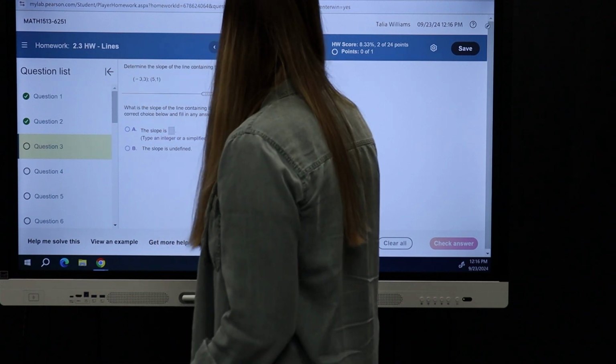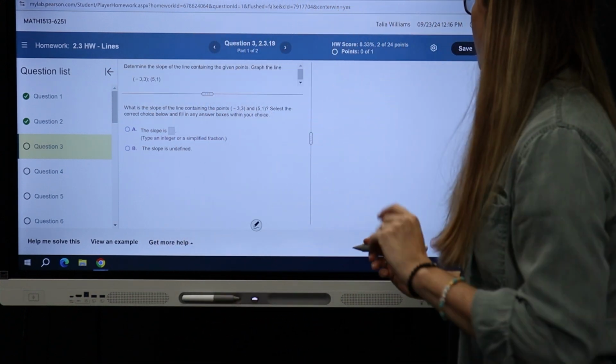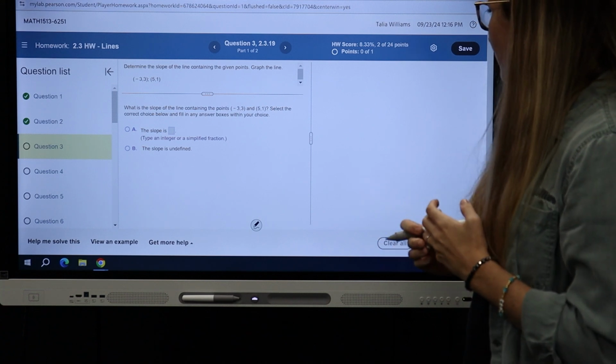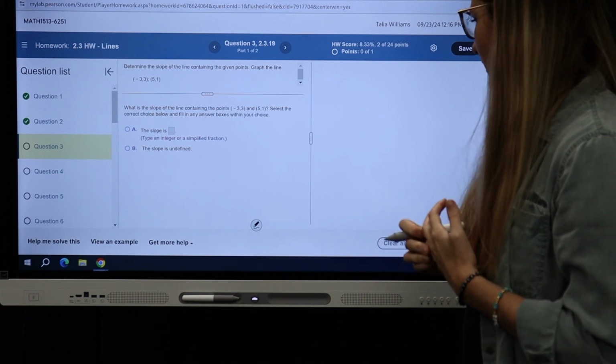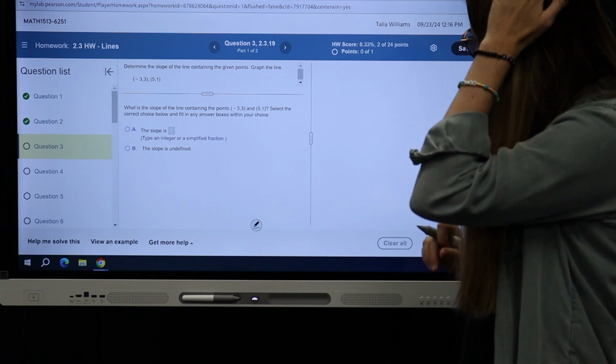Should have left that there, but it was kind of in the way. I'm trying to think where I could write it that's not going to be in the way.